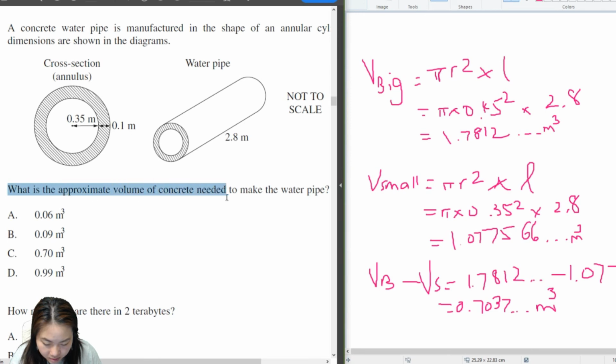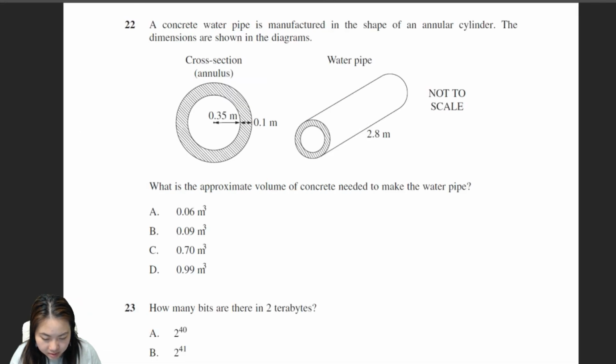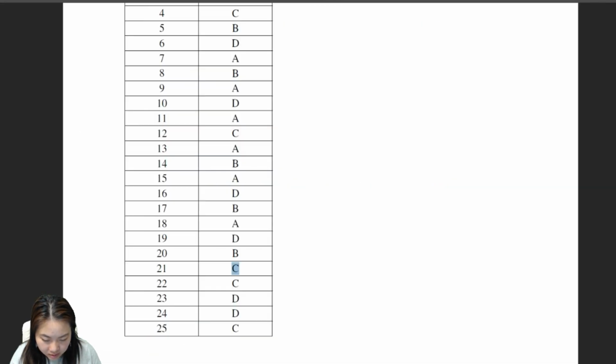Therefore, the approximate volume of concrete is C, 0.7 meters cubed. Let's see if it's right. 22C. Yes. 3 more questions.